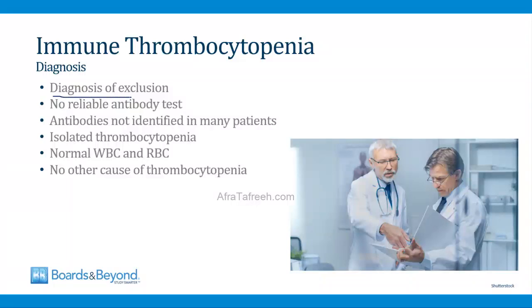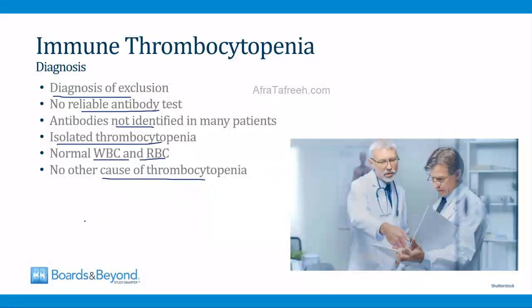ITP is a diagnosis of exclusion. There's no reliable antibody test. Even though, like I told you before, antibodies are often involved, they are not identified in many patients, and so you can't rely on them. So to make the diagnosis, the patient has to have isolated thrombocytopenia, a normal white cell count and red cell count, and there can be no other cause of thrombocytopenia, including drugs that might be leading to low platelets.